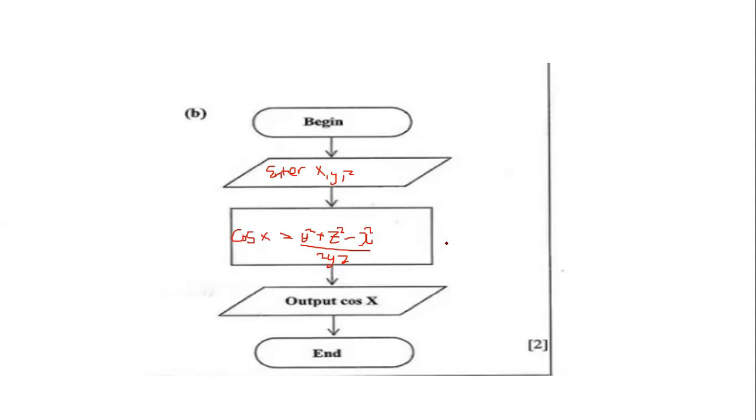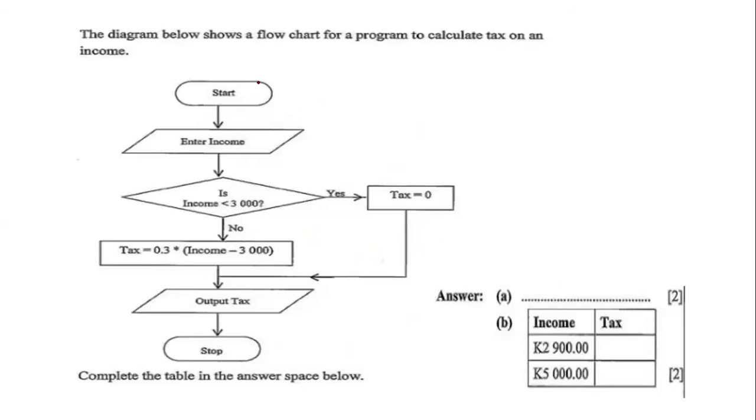All right, let's look at this other example, which reads, the diagram below shows a flowchart for a program to calculate tax on an income. So here they are telling us start, enter the income, then you ask yourself a question. Is the income less than 3,000? If yes, then tax is 0. So this simply means that those people who get paid less than 3,000 don't get any tax, okay? Then those that get a salary of more than 3,000, they get tax.